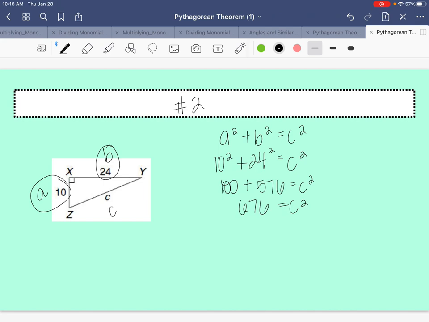But again, I don't want C squared, I just want C. So I will take the square root of both sides. And that gives us 26. So the length of my hypotenuse is 26.